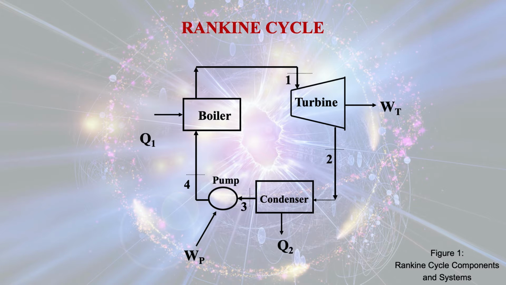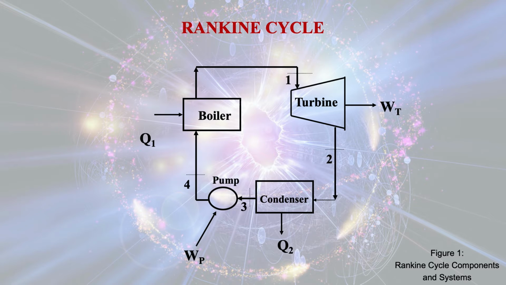The point 2 is the exit point of the low pressure, low temperature steam coming out from the turbine, and WT is the work done by the turbine. Actually, when the high pressure, high temperature steam enters into the turbine, the shaft of the turbine rotates, and the shaft of the turbine is coupled with the shaft of the generator, which in turn produces electricity.